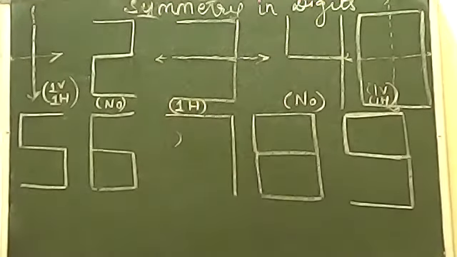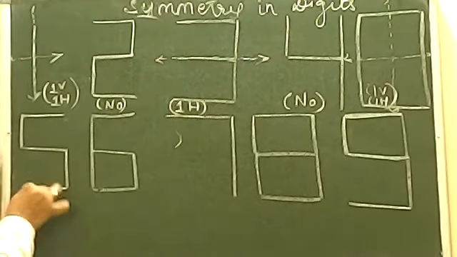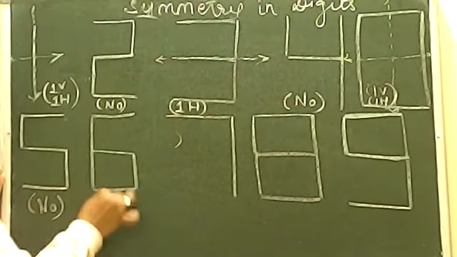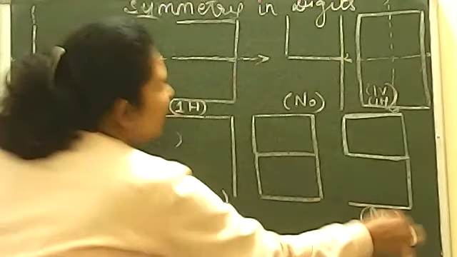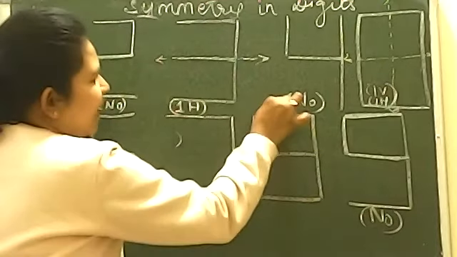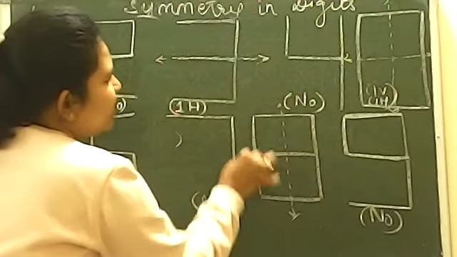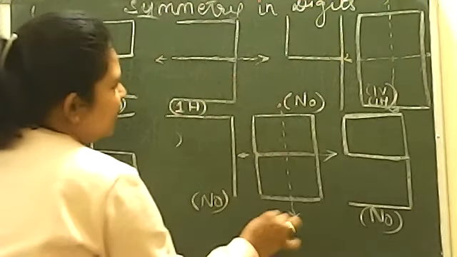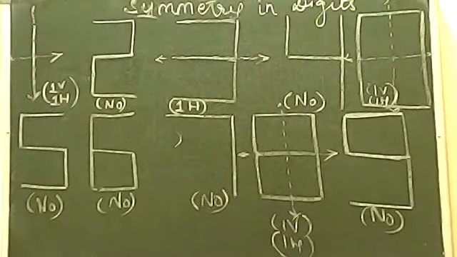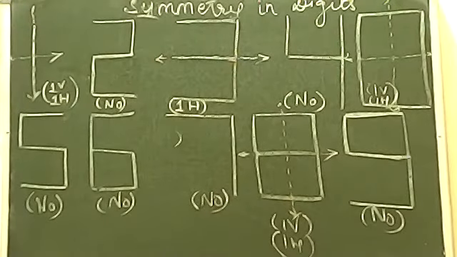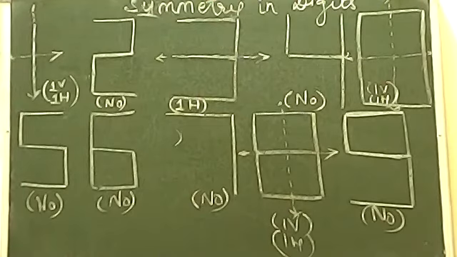Okay. Now move on to the 5. No line of symmetry. 6. No line of symmetry. 7. No line of symmetry. 9. No line of symmetry. Move on to 8. Yes, 8 has lines of symmetry, 1 vertical and 1 horizontal. Finished.